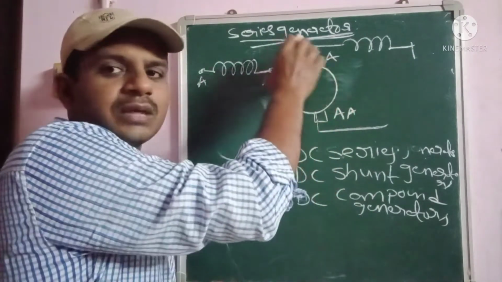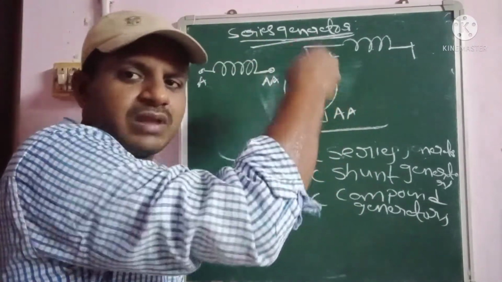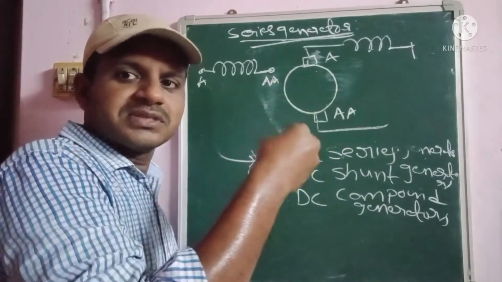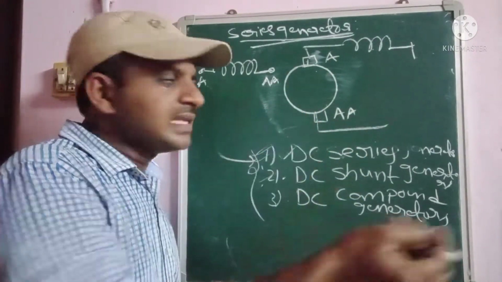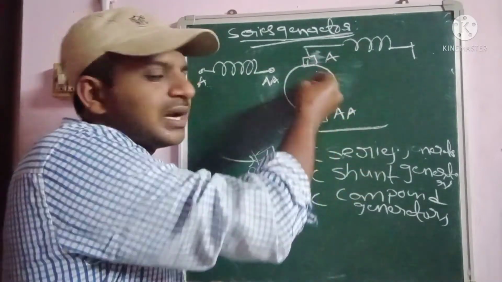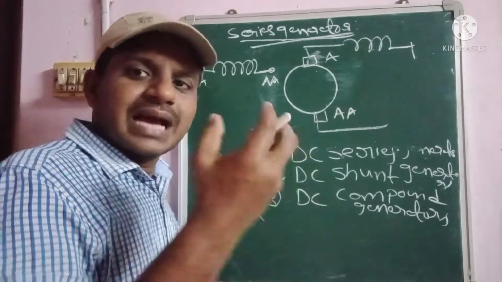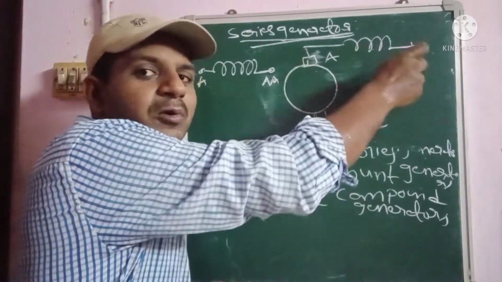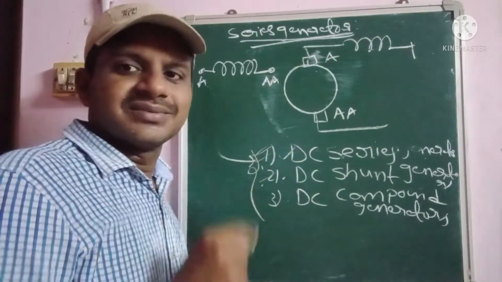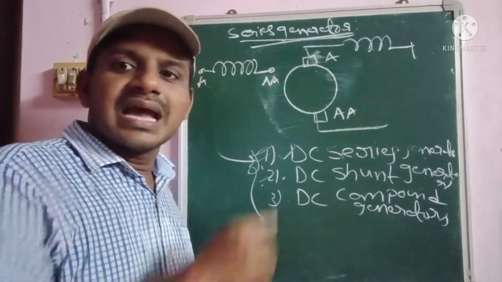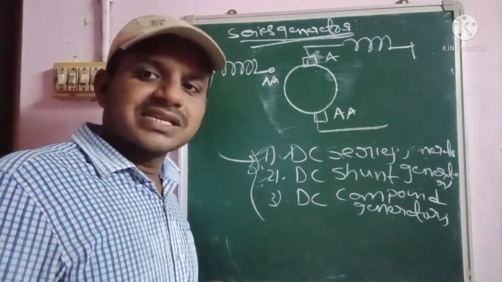from the rotor of the generator, some supply will be existing in that rotor. Supply means some generated EMF will be existing in that particular rotor. So due to that, some voltage will be existing. Due to that voltage, some current will be existing. That current will go to the load centers, according to the construction of generators.